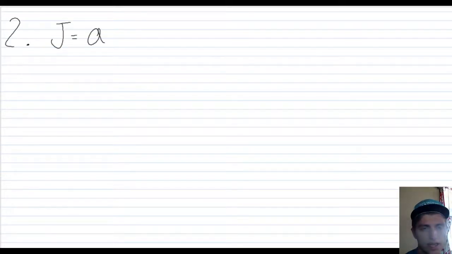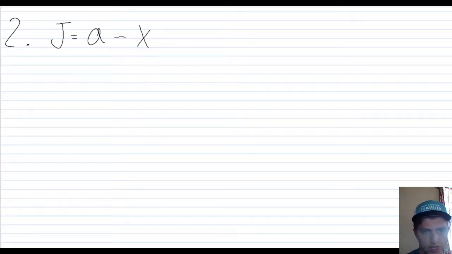So, John has A cards, and then he gave X away. So, what are we doing with that X? Is it adding, subtracting, multiplying, dividing? If we're taking away, we're subtracting. So he has A amount of cards, take away X amount of cards. And that's the amount of cards John has left.